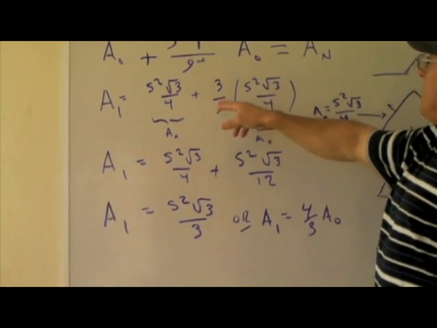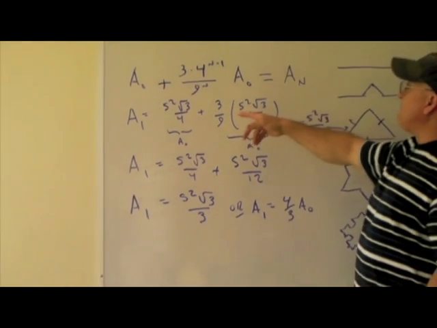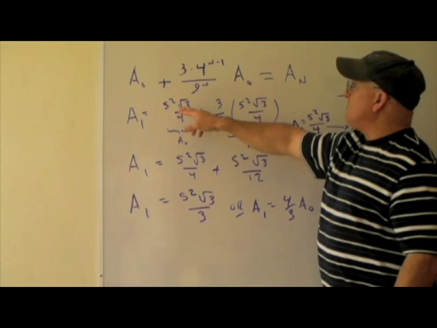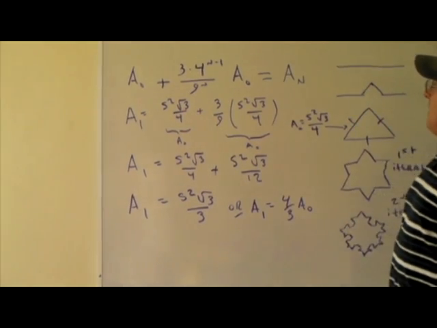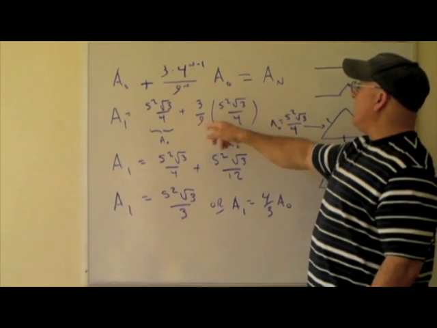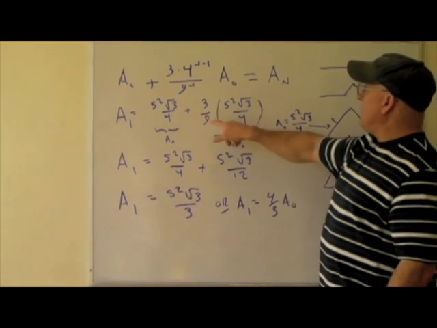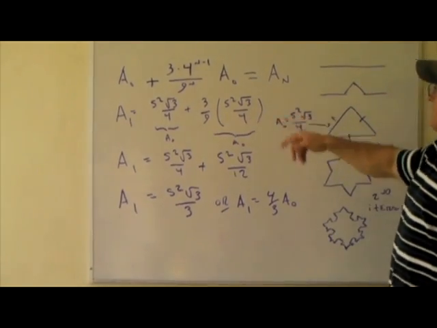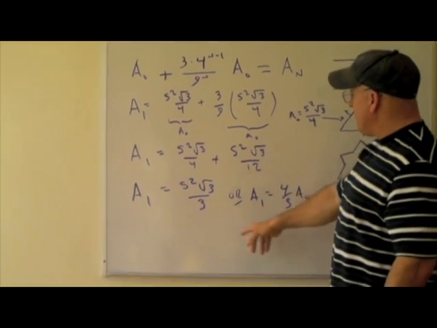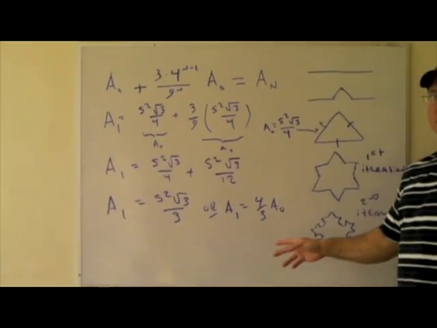The original area plus, since the area is proportional to the square of the n minus 1th step, in the first iteration the area will be 1/9 the previous area. If you work it all out, you end up with a sub 1 equal to s squared rad 3 over 3, or a sub 1 is 4/3 a sub 0.